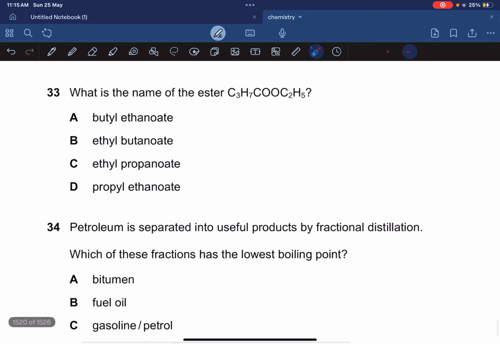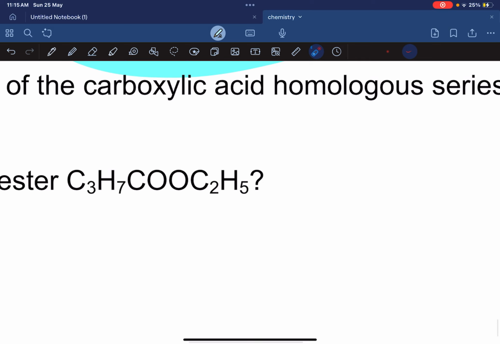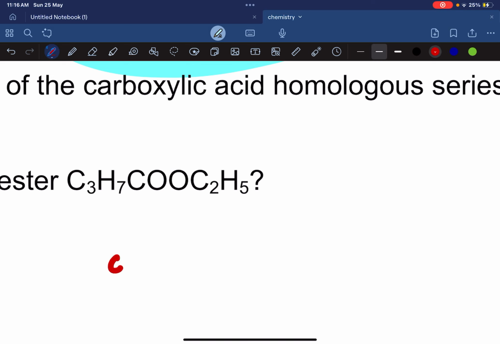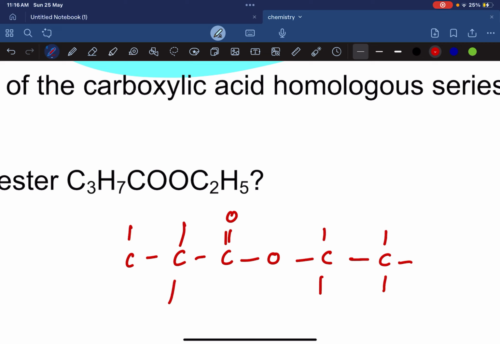Okay. What is the name of the ester? Let's break it down from here. I guess we should break it down. This side will be our acid part, and this one's going to be our alcohol part. Okay. Let's just draw it. C3. It's going to be easier for us. 1 2 3, and it's going to be a double bond. Then O, then C2, and it's going to be H5. 1 2 3 4 5.